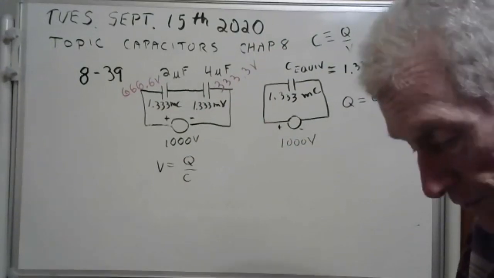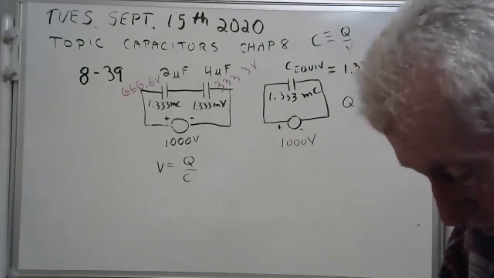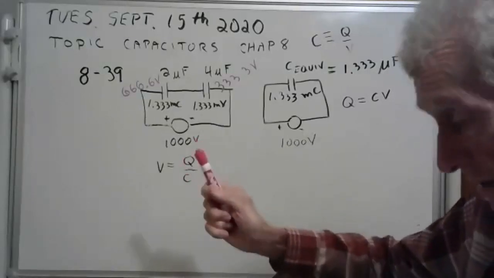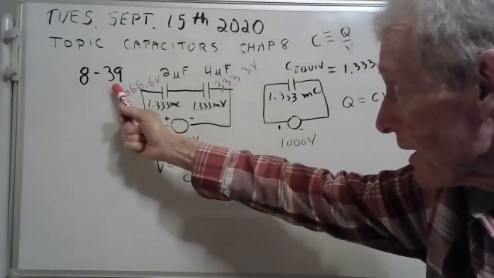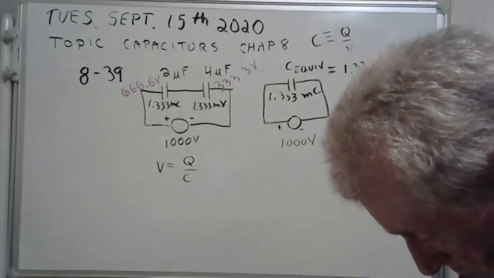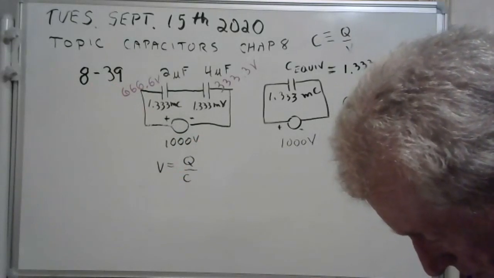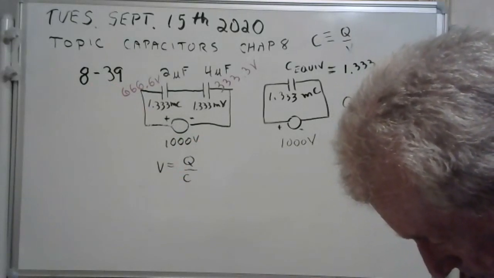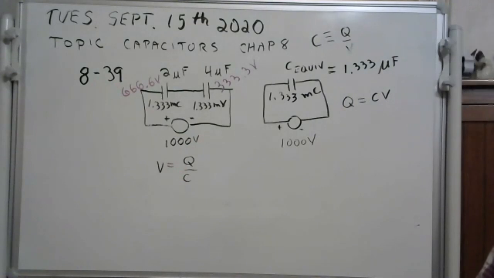So we've got it figured out what will happen. Now let's keep reading the problem. We're just getting started. If you just came back from a break, we're doing 839. And we're following their directions here. Then we're going to disconnect them from the source and connect them to each other with the terminals of like sign together. Okay, let's do that.